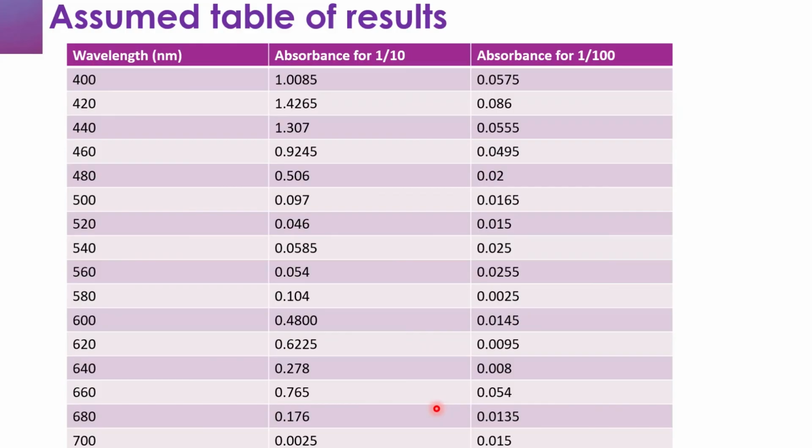So let's see our assumed table of results. This is just an assumed table of results. This table shows us the wavelength and the absorbance values for our diluted plant pigment. We have the 1 in 10 and 1 in 100 dilutions, and these are the respective absorbance values for each of the wavelengths at intervals of 20 from 400 to 700 nanometers.